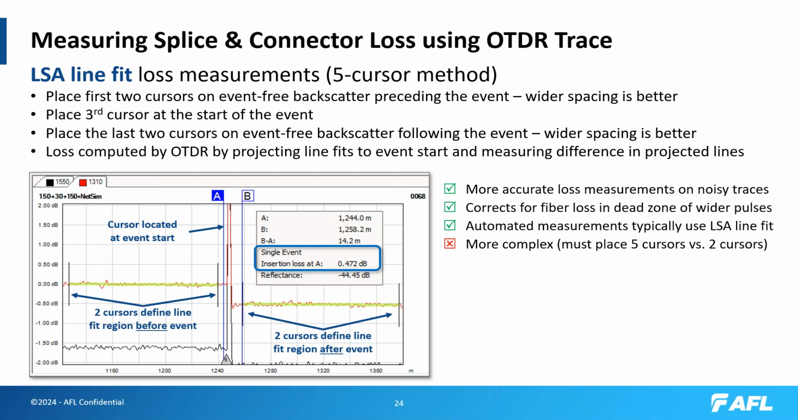To do this manually is a lot more complex because you have 5 cursors to place: the cursor at the location of the event itself, 2 cursors before and 2 cursors afterward. If you do this manually, you want to make sure that you have no events within the line fit region because that would skew the slope of that line.